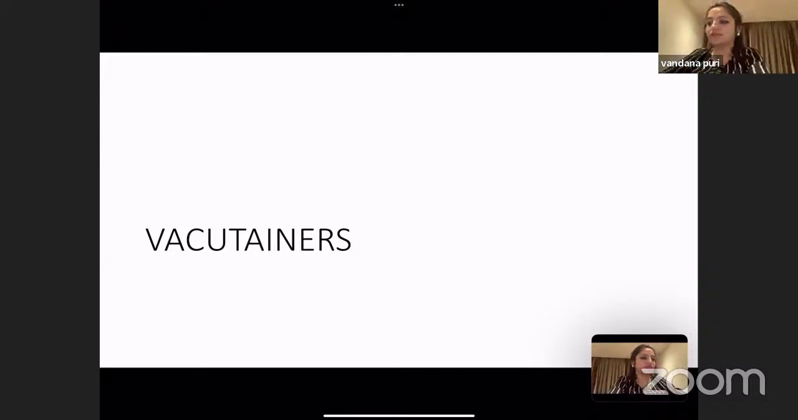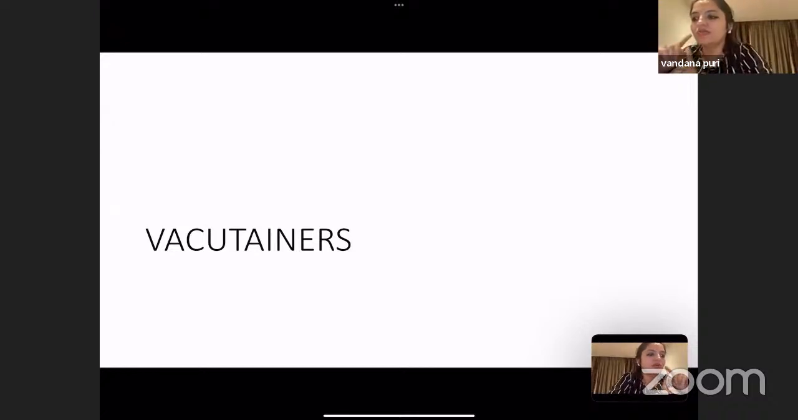So we're going to start with vacutainer. So vacutainer is one of the questions which is very, very high yield. It is a very important question which is asked both in your entrance examination as well as in your second year practical examinations. And it is one of the questions that everybody should be very, very clear about. Okay. And there should be no doubt on that.